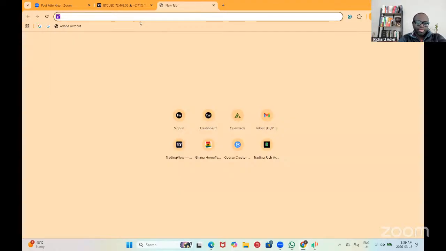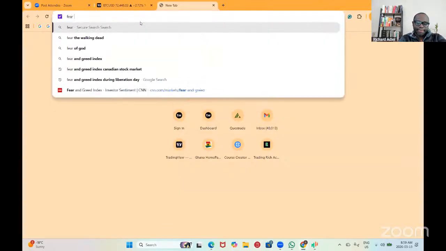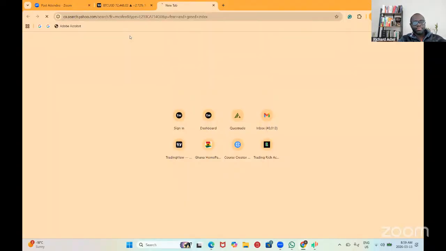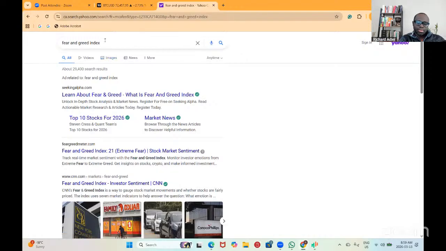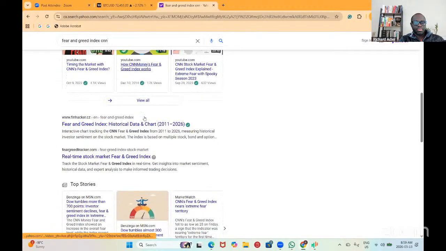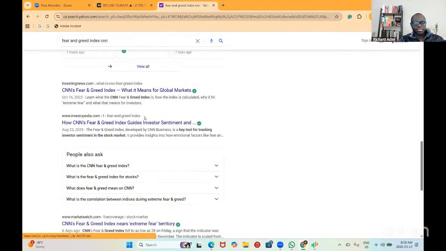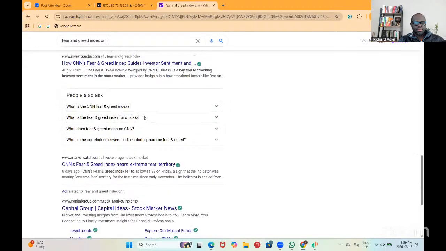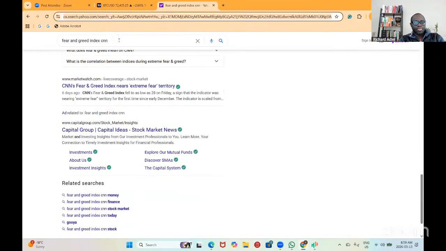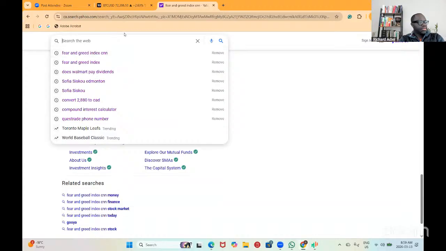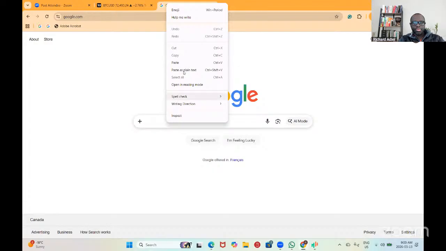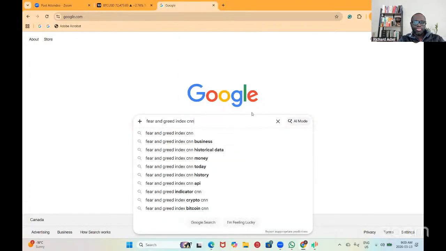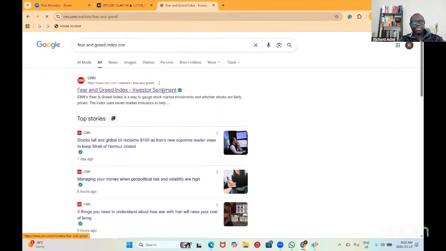let's check it out. Fear and greed index. Where is it? CNN. Why does this thing keep on showing me this other one here? This is nuts. This search engine is crazy. Let me use Google, because Google will pick up CNN first. Look at that.